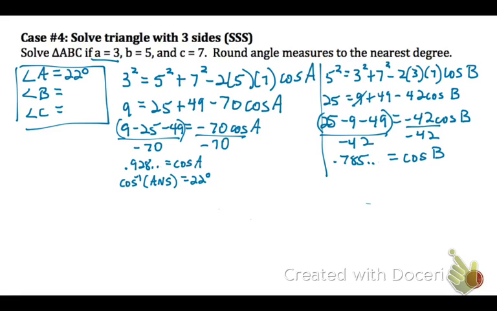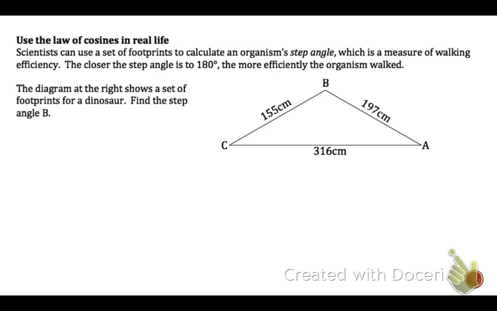And now do the inverse cosine. Pull back that answer. So we've got 38 degrees. All right, and then angle C is a piece of cake because we're going to subtract the other two from 180, which will give us 120 degrees.